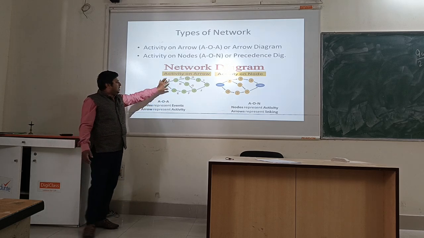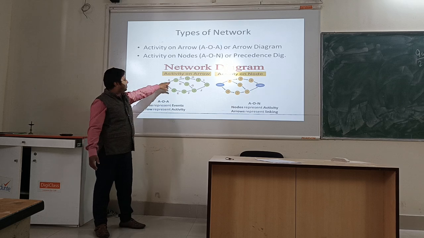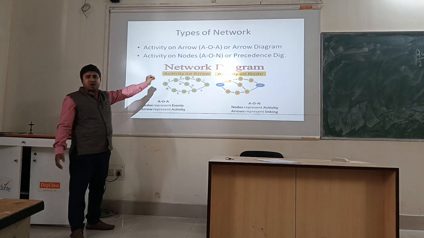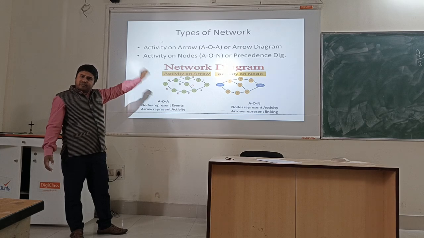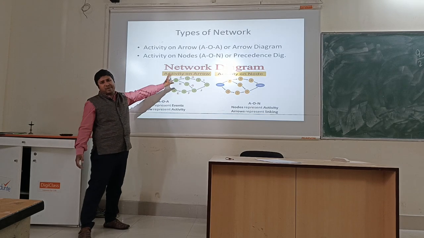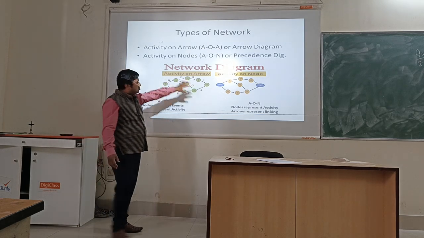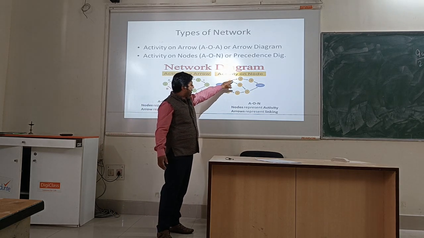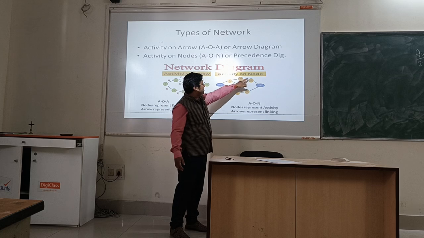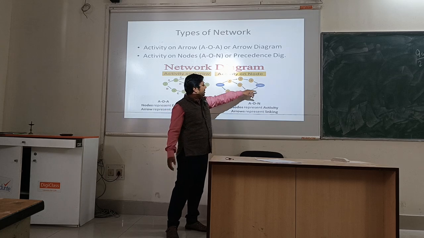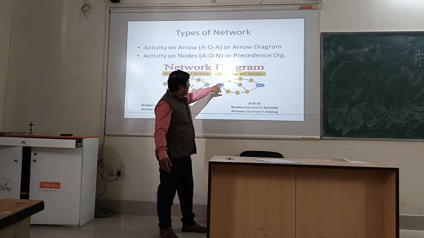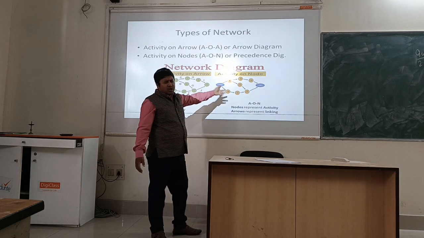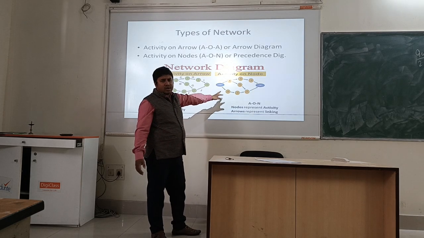For the completion of this, the arrow will have the description of the activity and the nodes will represent the events. In the case of activity on the node, these nodes will represent the activity. These are the nodes A, E, D, C, B, C, E, and G. This represents the activity, and the arrows represent the indications which show the interlinking between any two activities.